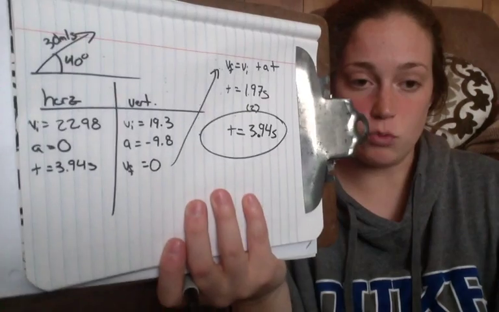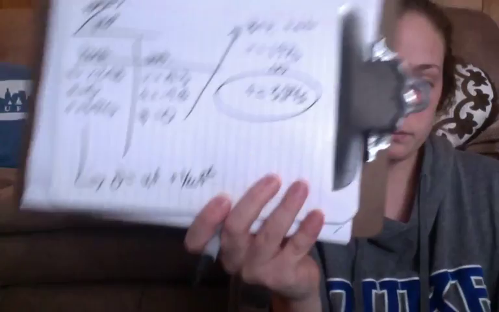Alright, then once we have time, that's the one variable that we can now bring over to my horizontal side. So we could just move that one right over. I have my 3 variables in the horizontal, and I know the total time the ball was in the air, so now I can solve for how far it went. You just use distance equals VIT plus 1/2 AT squared. Plug everything in, and you should get that your distance is just equal to 22.98 times 3.94.